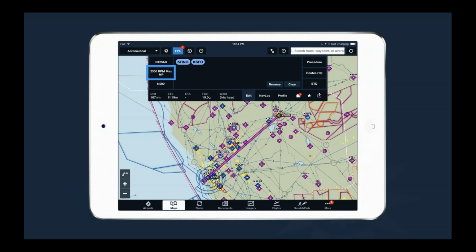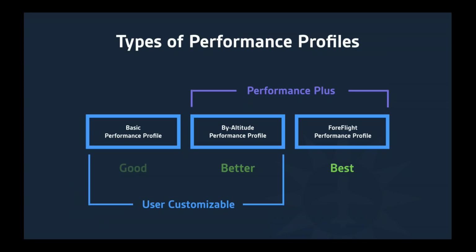And this is where we tell ForeFlight the performance profile we plan on flying on any given flight. So what is a performance profile? Well, in ForeFlight Mobile, there are three types. There's the basic performance profile, which is available to all customers. There is the bi-altitude performance profile, which is available only to Performance Plus customers. And then there's the ForeFlight performance profile, which again is available only to Performance Plus customers. I'm going to walk through the differences between each of these profiles today.